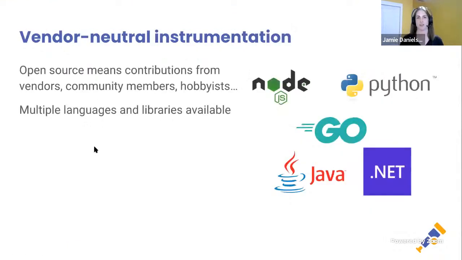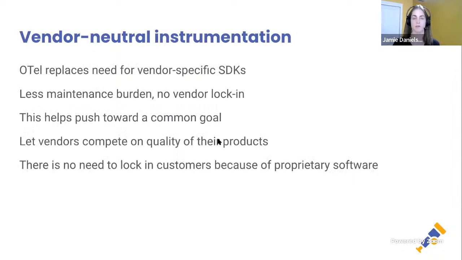Now with OpenTelemetry, it's vendor neutral and it's open source. So you have contributions from vendors, community members, hobbyists. You have different languages and libraries that are available to you. And it reduces the need for vendor-specific SDKs.